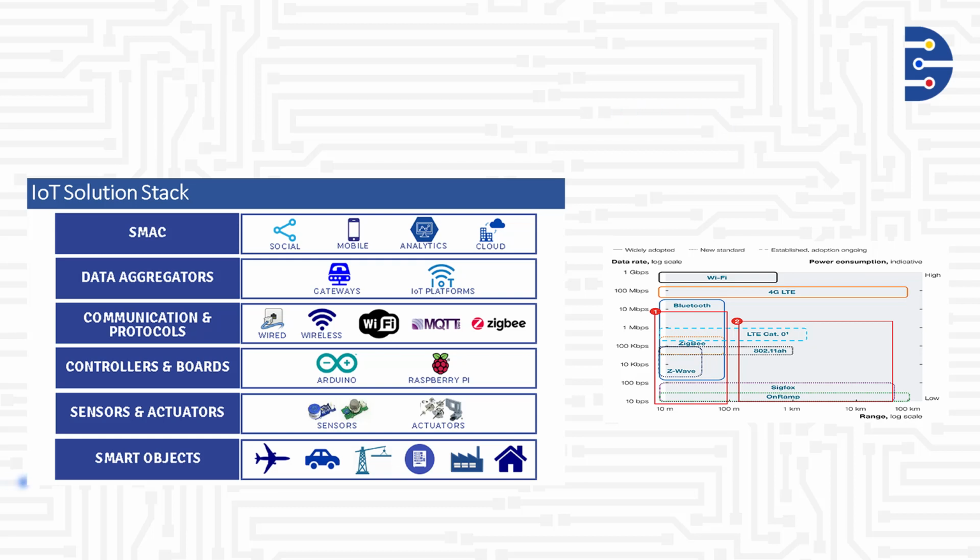To be precise, there are three factors. The first factor is the data rate of communication. The second factor is the range of communication. And the third factor is the power consumption that will take place through the communication. Based on these three factors, you can choose the right protocol for data carrying.